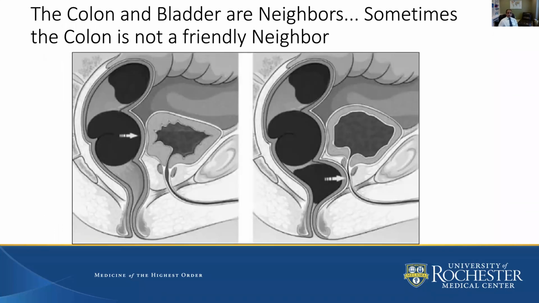We know that colon and bladder are neighbors. But sometimes the colon is not a friendly neighbor, actually. They share a small space in the bony pelvis. And when the rectum or the colon is full of stool, it causes pressure on the bladder and it compromises the bladder capacity. Similarly, if the hard stool is lower in the rectum, it can push on the urethra, and especially in the adult age group, if there's an enlarged prostate, it creates an angulation.